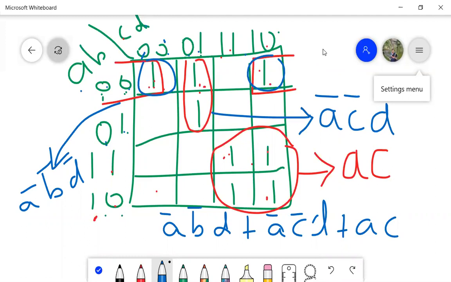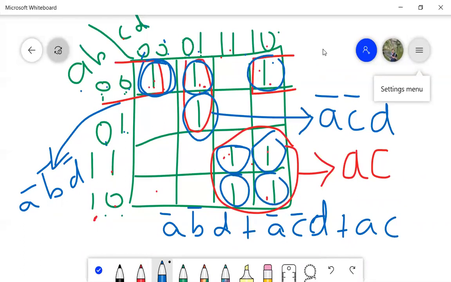Now along with this is a single one, this is a single one, these are single ones. If you write the expression individually for all these single ones, the binary minterms for all of them, that will be just a prime implicant.